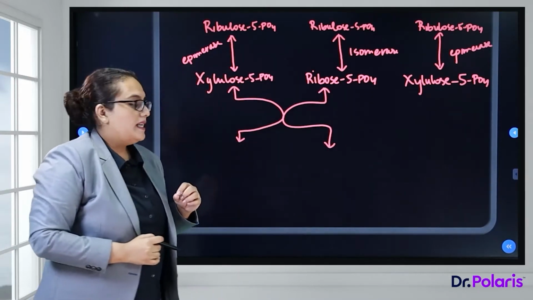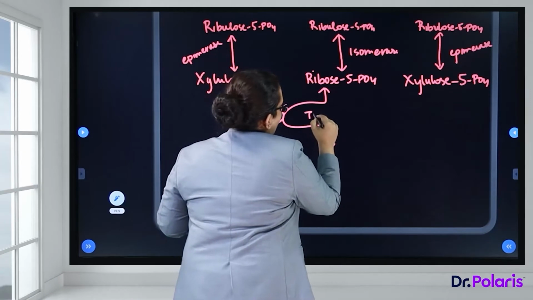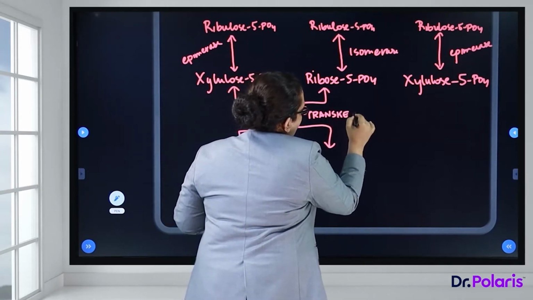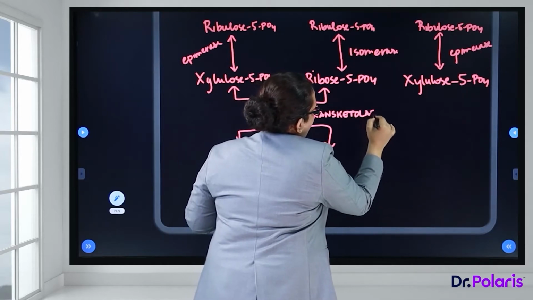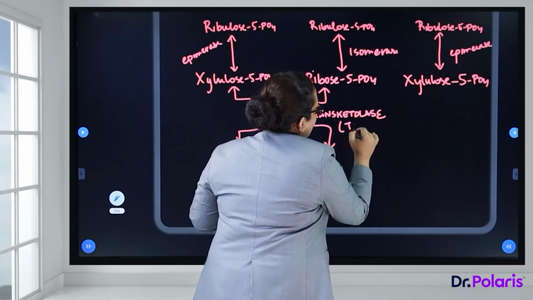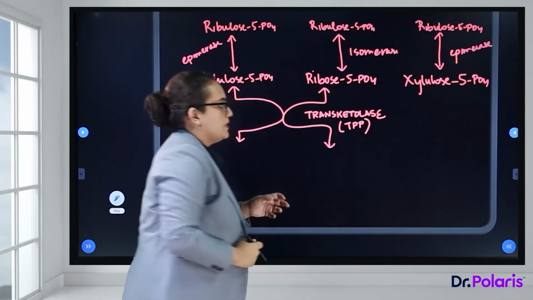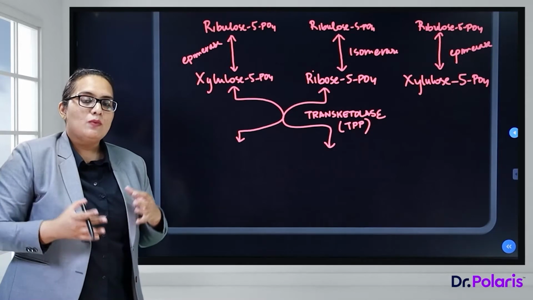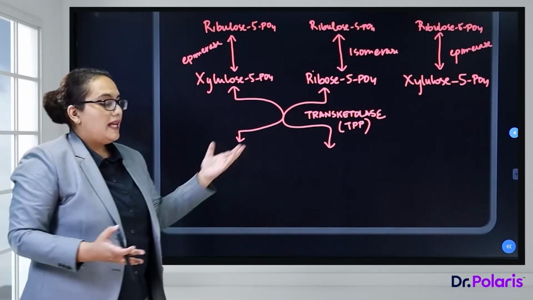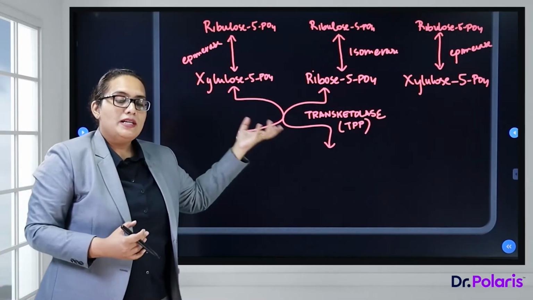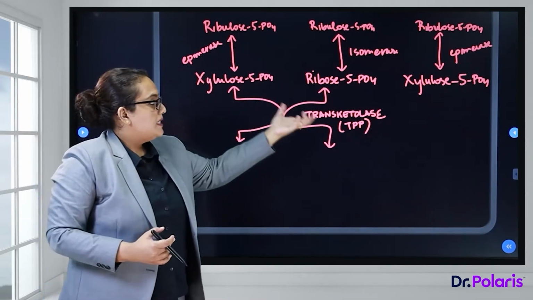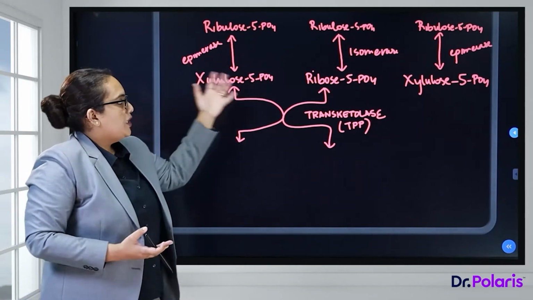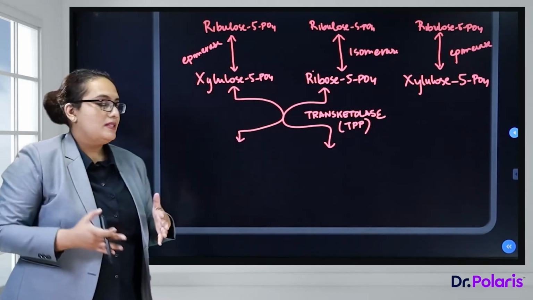and the step is catalyzed by transketolase, which requires a coenzyme known as thiamine pyrophosphate, TPP. So thiamine pyrophosphate is derived from the vitamin B1 or thiamine. Hence, whenever there is a deficiency of vitamin B1 or thiamine, this particular step may get inhibited or may not occur at all, leading to the accumulation of the pentose sugars in those cells.